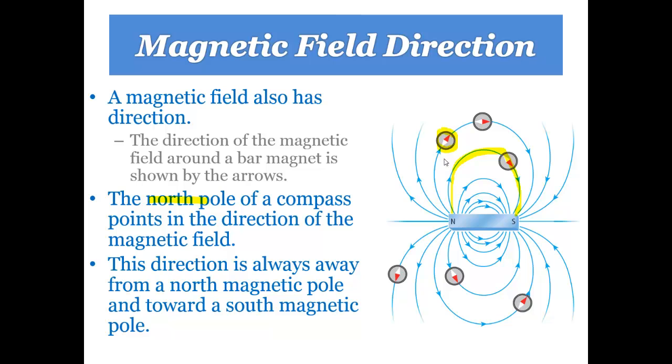Notice that no matter where I put this compass within the vicinity of my magnet, it always aligns itself with the magnetic field lines. So it's always going from the north pole to the south pole. Look at that. No matter where it's at, it's always going along that magnetic field line. That's the purpose of a compass. It always aligns itself to the north and south. And that's what a compass does.